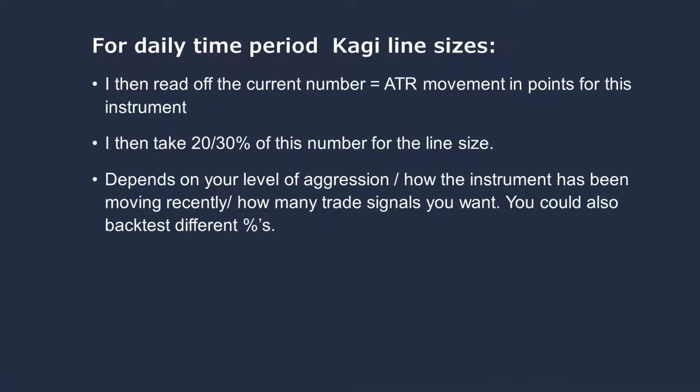As you now know, we take that ATR number, and this is the moving average number that I'm taking now. I then take 20 to 30% of this number for the Kagi line size, and it depends on your level of aggression, how many signals you might want to get, whether you want to go 20%, which is more aggressive, through to 30%, which is more conservative. But I've taken the ATR number and basically taken a fifth to a third of what is being produced there to give me the action that I want.